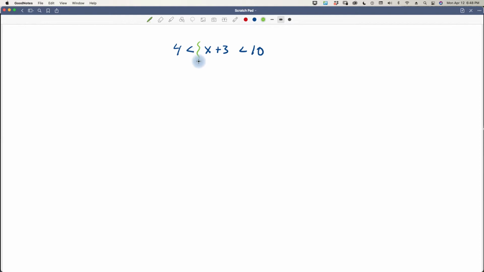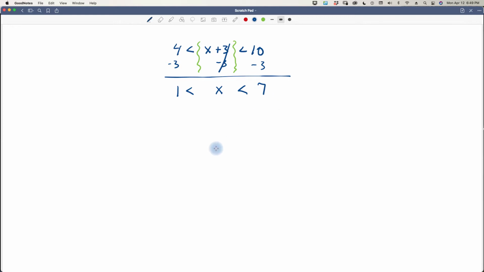So we're going to pretend that these are 3 different sides right here. And we're going to do what makes sense to do, which is to subtract 3 from all the sides. So we'll subtract 3 from this side, and this side, and this side, right? This becomes a 1. We bring down our inequality. This becomes x because these cancel. And then we bring down our inequality, and this becomes a 7.